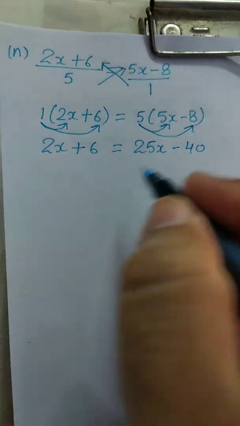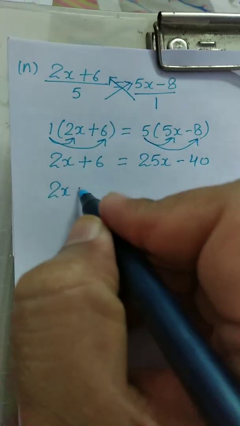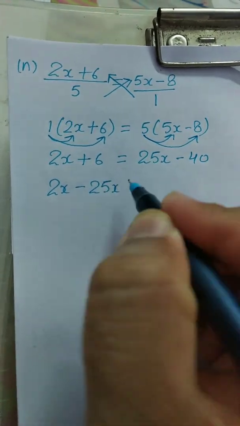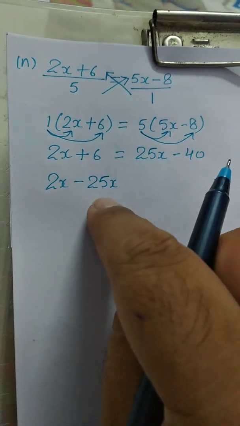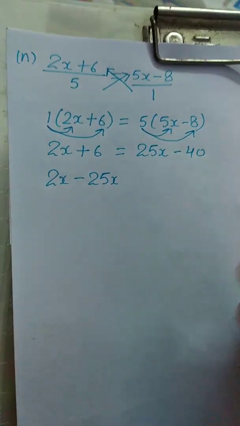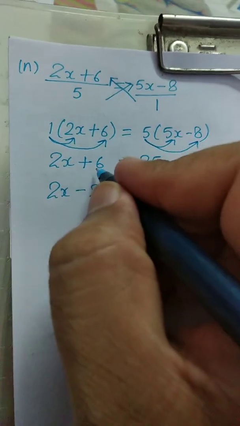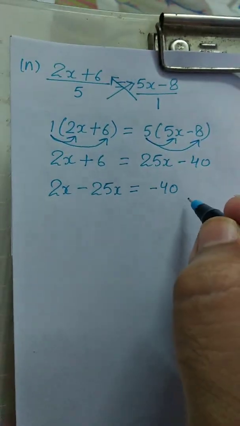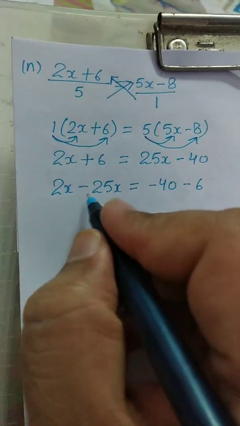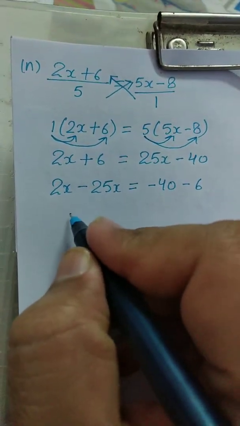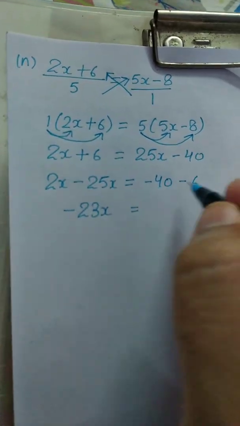Right? Now put the like terms on one side. 2x minus 25x. When I shift the 25x from the RHS to the LHS, it will become negative. Minus 25x is equivalent to minus 40. Shift 6 from LHS to the RHS. It will become minus 6. Right? So 2x minus 25x is minus 23x, equivalent to minus 40 minus 6.